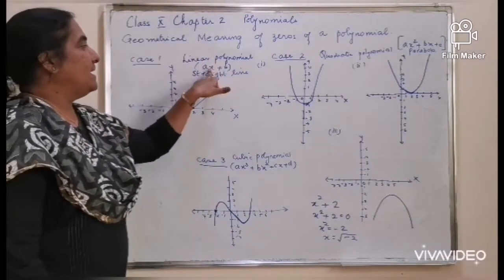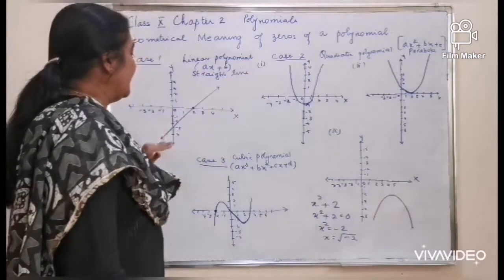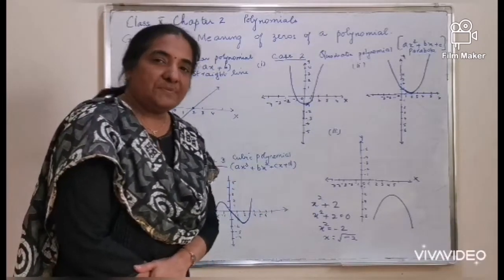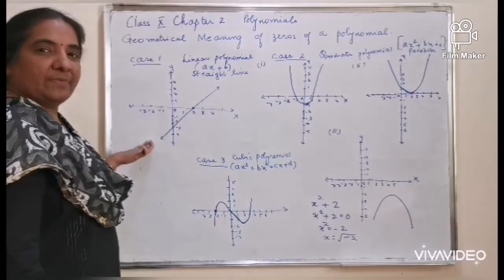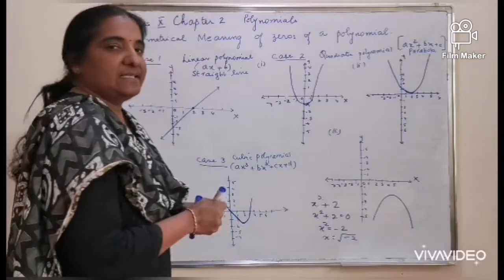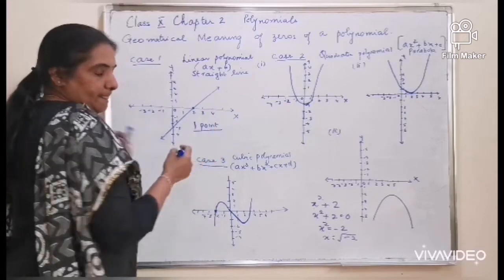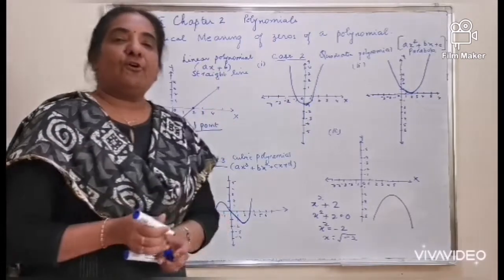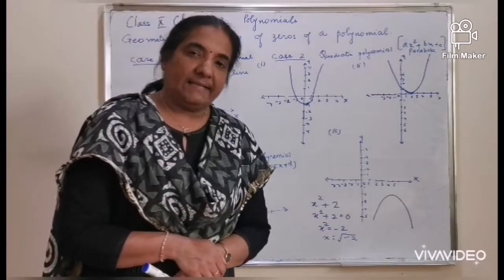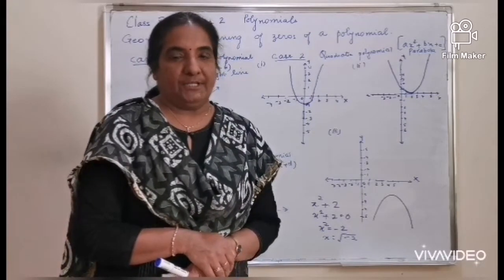A linear polynomial ax plus b will always have a straight line as a graph in the coordinate system. If you observe this straight line, the graph intersects the x-axis at exactly one point. That is, the graph of a linear polynomial ax plus b will be a straight line and it intersects the x-axis at exactly one point.